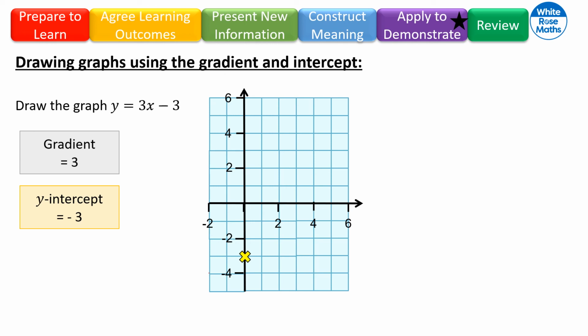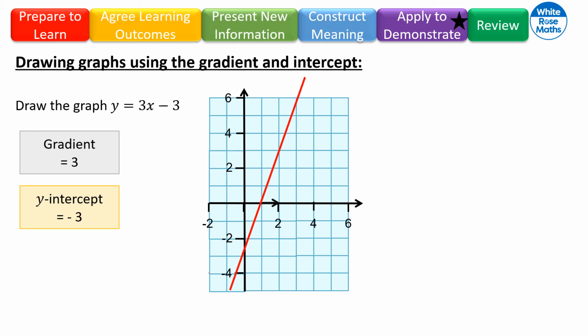Then I'm going to count 1 across and 3 squares up because my gradient is 3. That gives you my next point. Then from there I'm going to go 1 across and 3 squares up, and 1 across and 3 squares up. Now I've got enough points to join up and make my line, and that there is my line, y = 3x - 3.